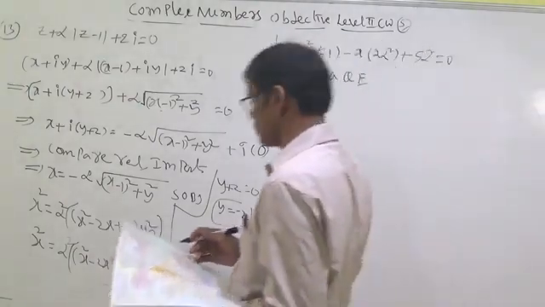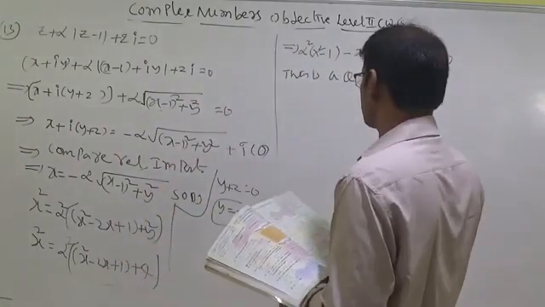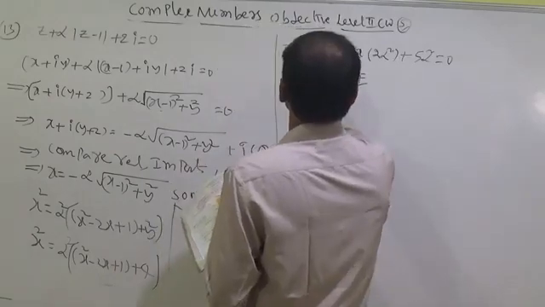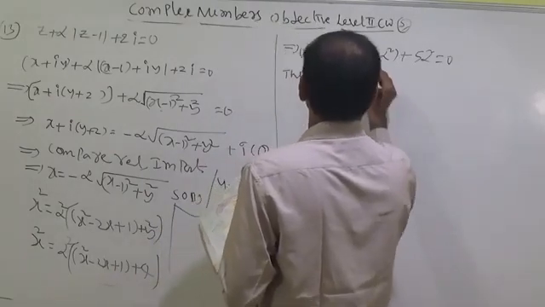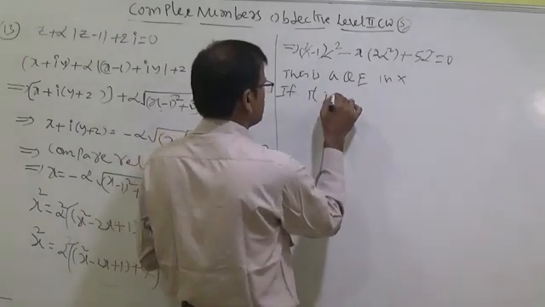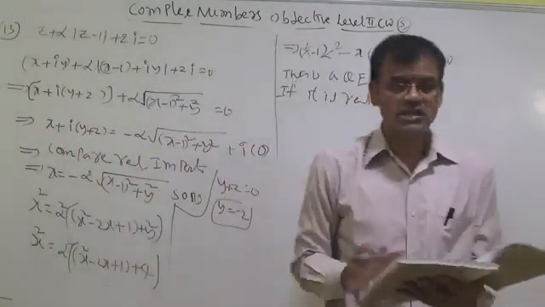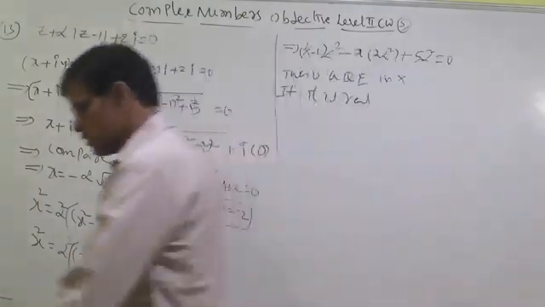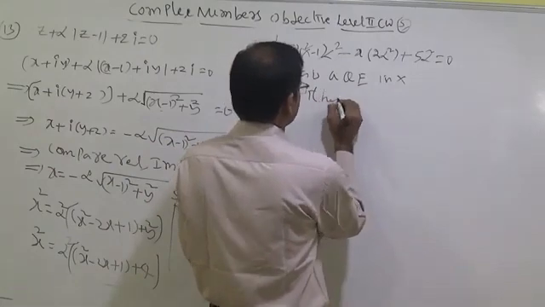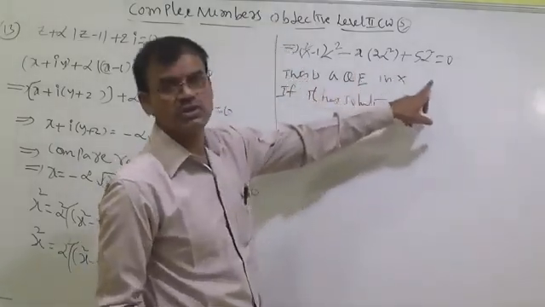Better to write it not like this: x square minus 1 into alpha square, with x square taken common, within the brackets alpha square minus 1. So this is a quadratic equation in x. If it is defined, if it has a solution, if the quadratic equation has a solution, we get real parts. So the complex numbers we have converted into the real values of a quadratic equation.